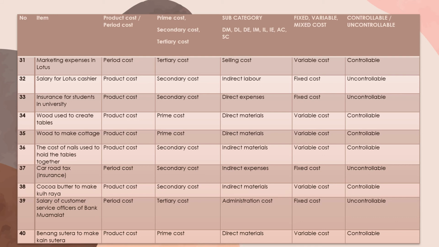Cocoa butter to make kueh raya, product cost, secondary cost, indirect materials, variable cost, and controllable. Salary of customer service officers of Bank Muamalat, period cost, tertiary cost, administration cost, fixed cost, and uncontrollable. Benang sutra to make kain sutra, product cost, prime cost, direct materials, variable cost, and controllable.